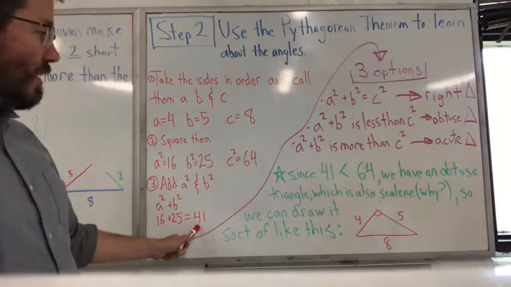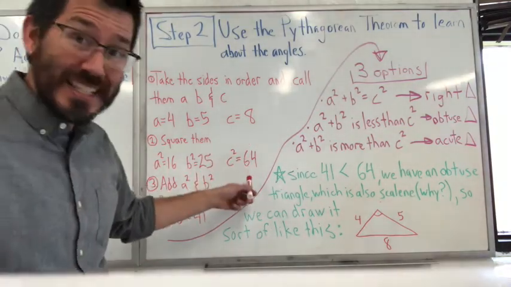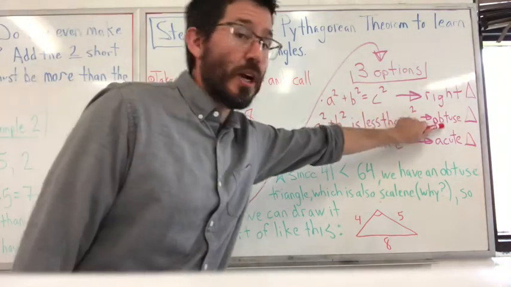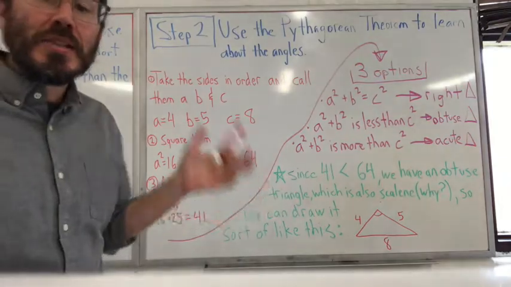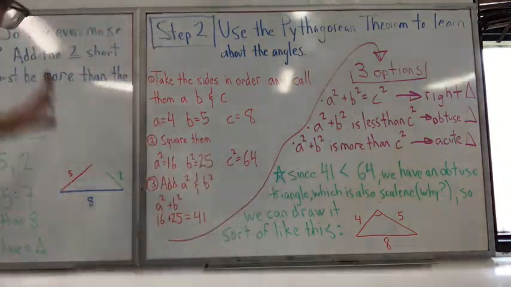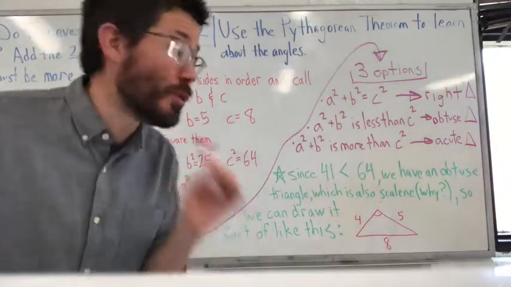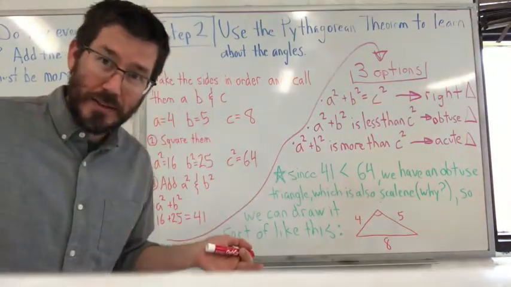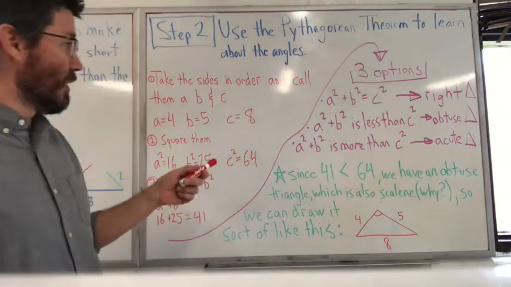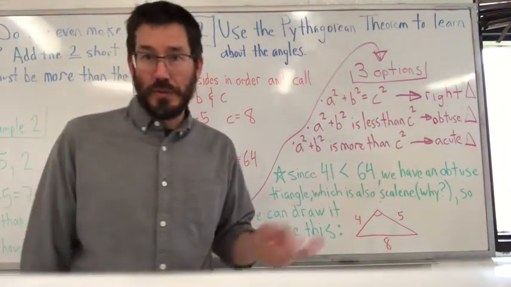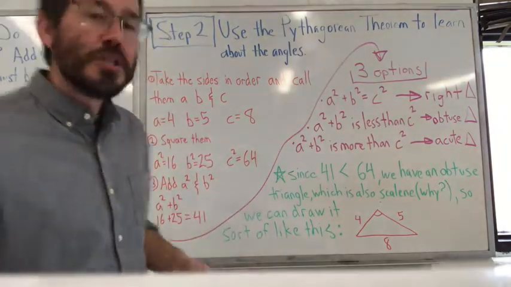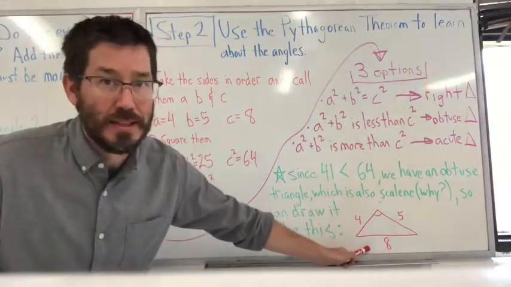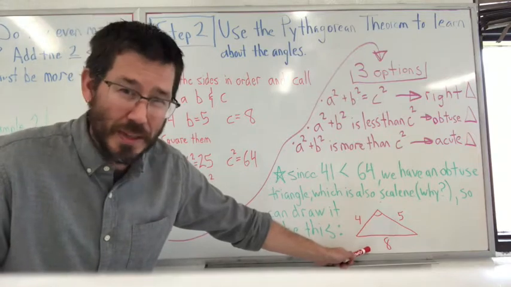Because our a squared plus b squared, our 41, is less than our 64, we have an obtuse triangle. Great. So from step one, we know we have a triangle. From step two, we know it's an obtuse triangle. So now we also know it's scalene. Why? Because all three sides are different. 4, 5, and 8 were different from the jump. So we have a scalene triangle that's also obtuse, and we can draw it something like this. Doesn't look exactly like that, but something like that.